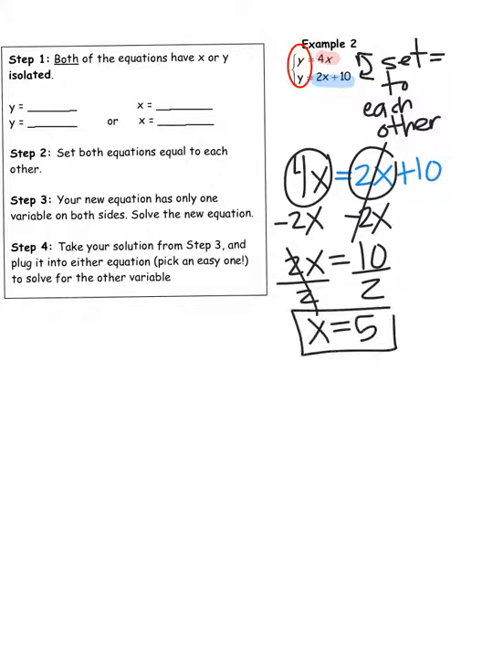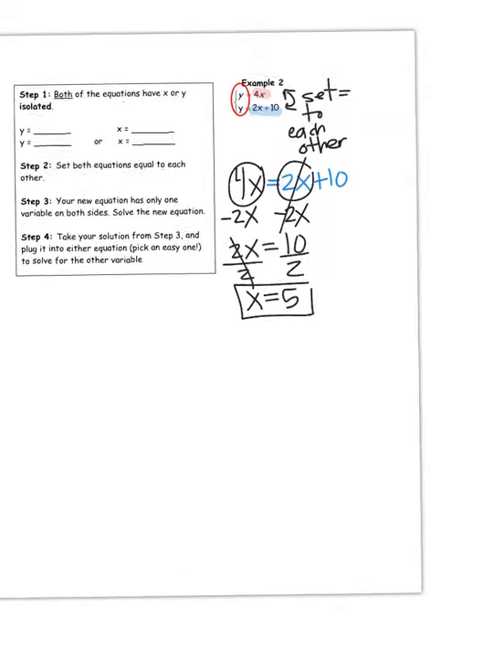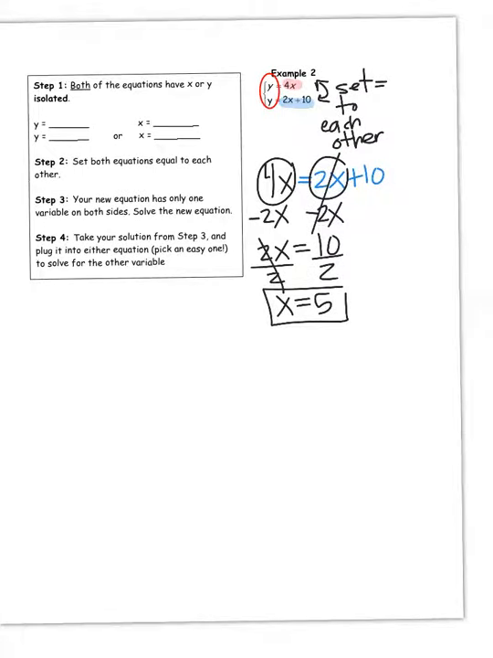Now remember, this system is not complete. I only have an x here. I also need to know what y is. To find y, the step is the same as last time. Take your solution from step 3, here's my solution, and plug it into either equation. Pick the easy one and solve for the other variable.